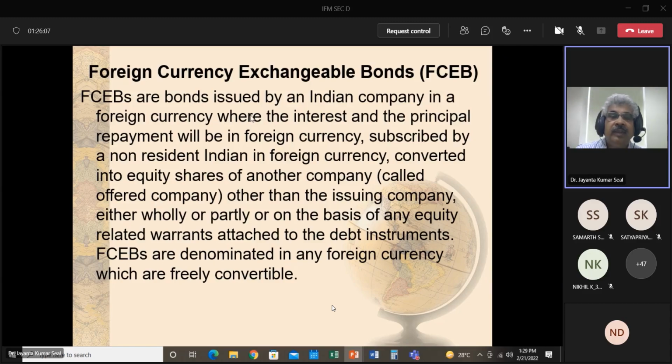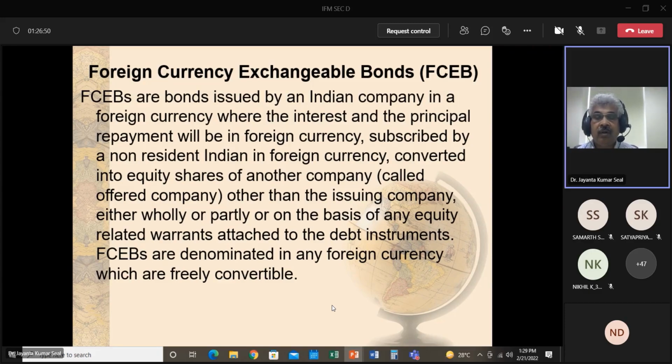Okay. So FCEBs are bonds issued by an Indian company in a foreign currency where the interest and principal repayment will be in the foreign currency, subscribed by a non-resident in foreign currency, and converted into equity shares of another company. Now, when Tata Steel is issuing a foreign currency exchangeable bond, it cannot be converted into shares of Amazon. It has to be converted into, of course, a sister concern. Converted into equity shares of another company, called the offered company, other than the issuing company, either wholly or partly or on the basis of any equity-related warrants attached to the debt instruments. So remember, this offered company has to be related to this parent company.